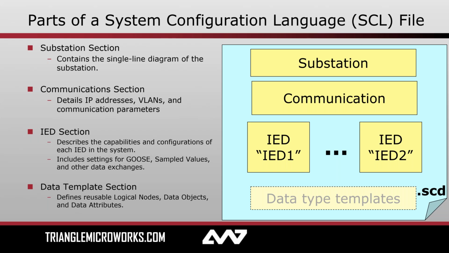And then finally, maybe the most abstract is going to be the data template section down at the bottom. So as I mentioned before, logical nodes and data objects and even data attributes are standardized. So we're going to see the same data objects and logical nodes used across multiple IEDs, even across different vendors. So the data template section gives us an opportunity to define the data structure once, and then they can just be used or referenced up in our IED section.